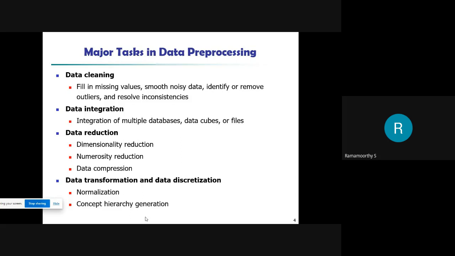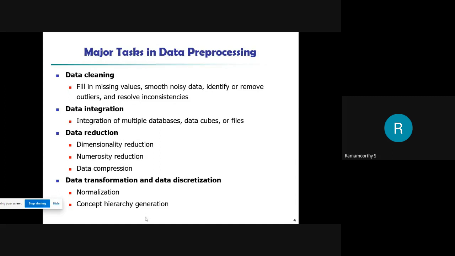And the next step is data reduction. We have dimensionality reduction, numerosity reduction, and data compression. The last one is very familiar, data compression, reducing the size of the actual data without losing any content. There are two types in that, lossy and lossless compression. It is always expected that without any loss of data, you need to reduce the data size. The actual content needs to be retained, but still the size of the data is going to be reduced, right?